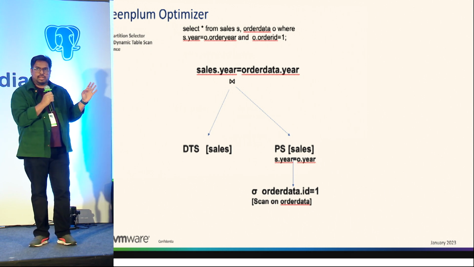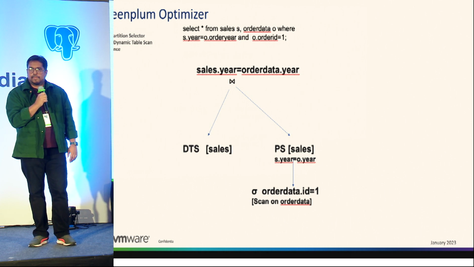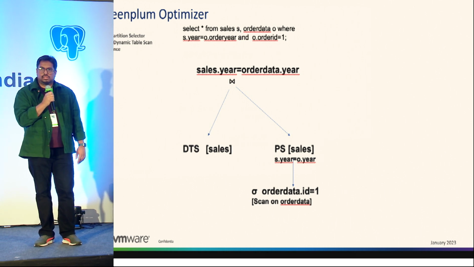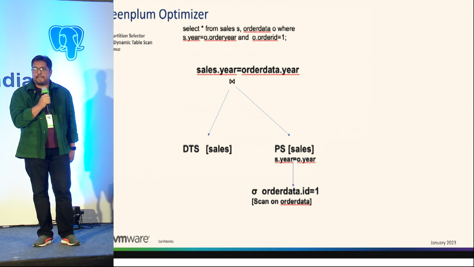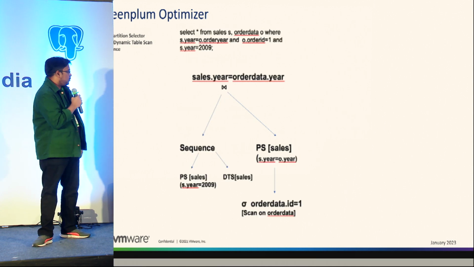Starting from 9, 10 onwards. Greenplum currently, the 7 version, uses 12. Okay.